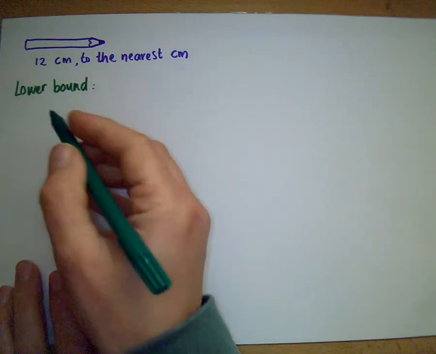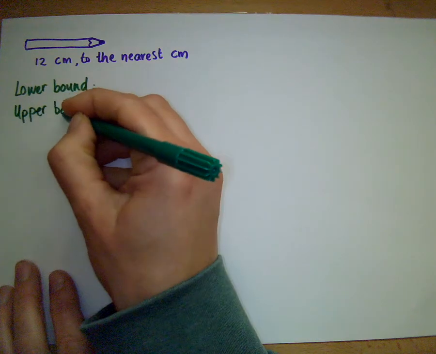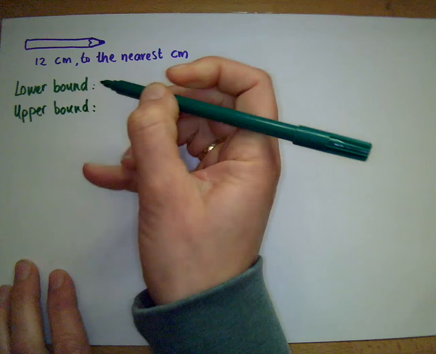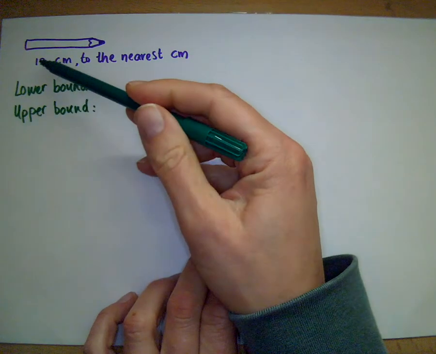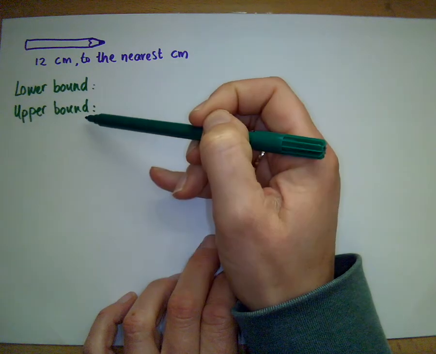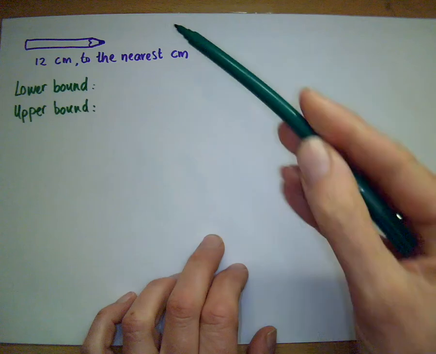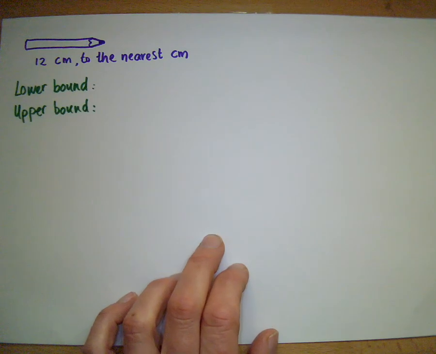And then we could say, what is the upper bound of the length of this pencil? If it's 12 centimeters to the nearest centimeter, of course, it could be 12.3, 12.4. We're going to describe the upper and the lower bound of the length of this pencil, and that's going to tell us a lot more about its actual measurement.